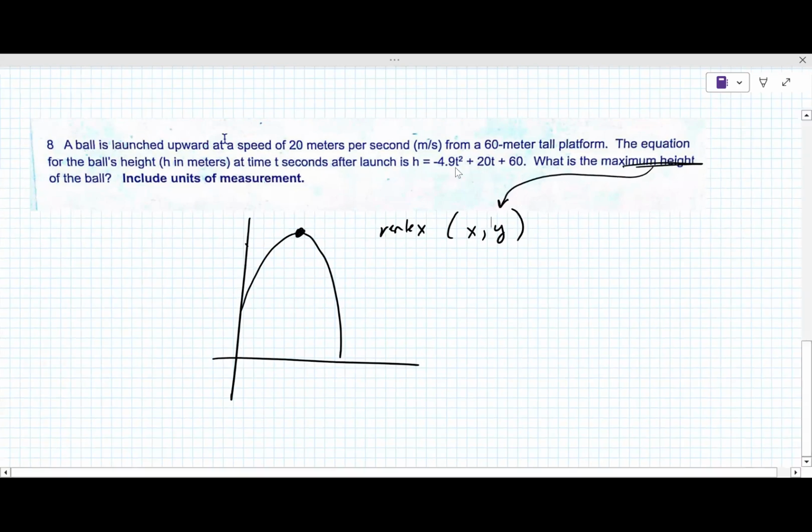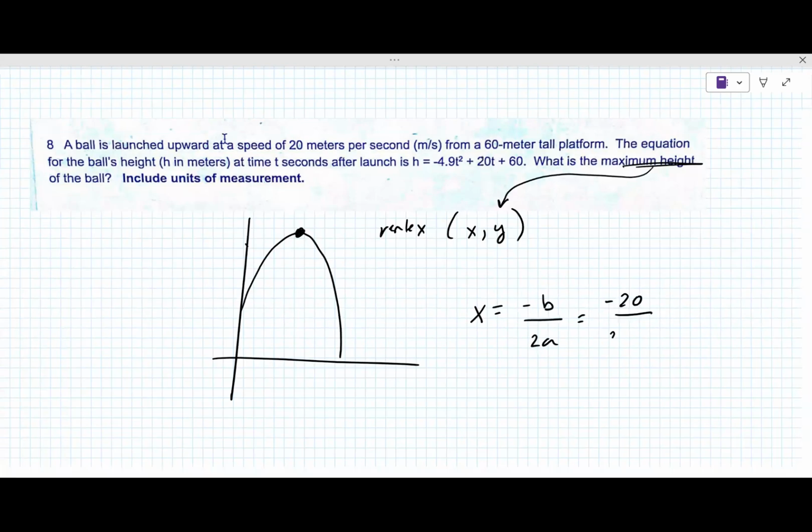So one option would actually be to graph this, but since you need to show your work, we're going to do it by hand. There's a formula here to find the X coordinate of the vertex. It's minus B over 2A. All right, from before, you know that the B value is 20 and the A value is minus 4.9. Will you calculate that for us, please? The minus b over 2a.